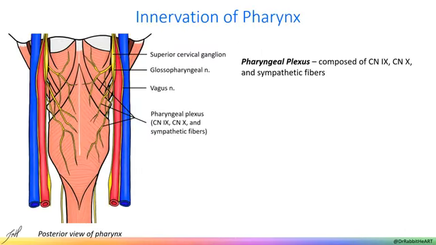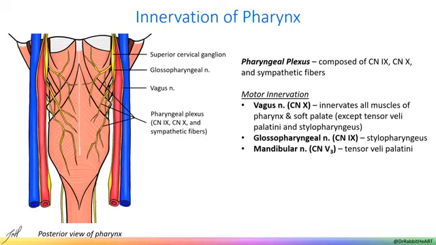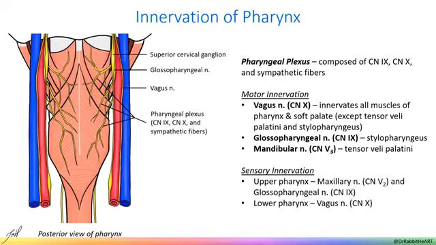The pharynx is innervated by several nerves via the pharyngeal plexus, which is composed of fibers from the glossopharyngeal, vagus, and sympathetic nerves. All muscles of the pharynx and soft palate are innervated by the vagus nerve except stylopharyngeus, which is innervated by the glossopharyngeal nerve, and tensor veli palatini, which is innervated by the mandibular division of the trigeminal nerve, or V3. As far as sensory innervation, the maxillary and glossopharyngeal nerves receive sensory information from the upper portion of the pharynx, while sensory information from the lower pharynx is transmitted by the vagus nerve.